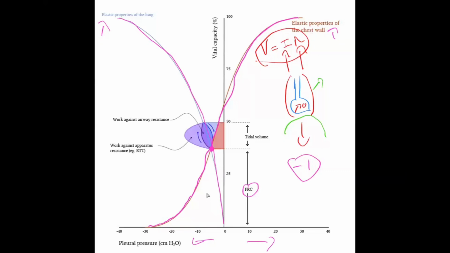If you want more in-depth discussion, I suggest Deranged Physiology or the West Respiratory Physiology book, because these concepts we will build on when we start to talk about the mechanical ventilator.